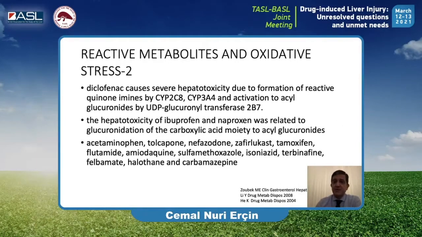Let's give some examples of this mechanism. Among the non-steroidal anti-inflammatory drugs, diclofenac causes severe hepatotoxicity due to the formation of reactive metabolites in two different ways. On the other hand, it's shown that the hepatotoxicity of ibuprofen and naproxen was related to glucuronidation of the carboxylic acid moiety to acylglucuronides. Other hepatotoxic drugs that form reactive metabolites are shown here.